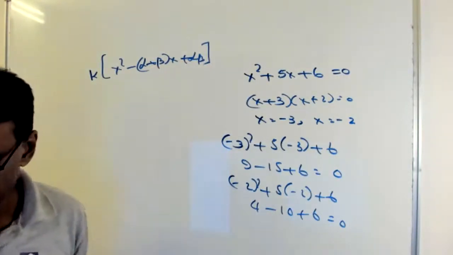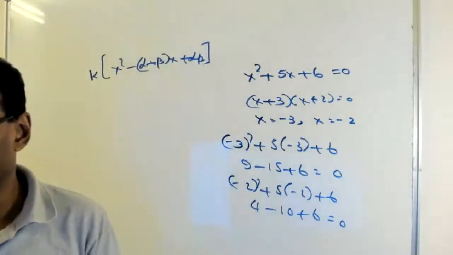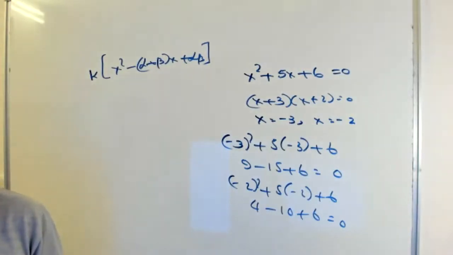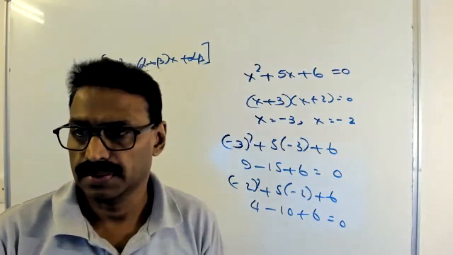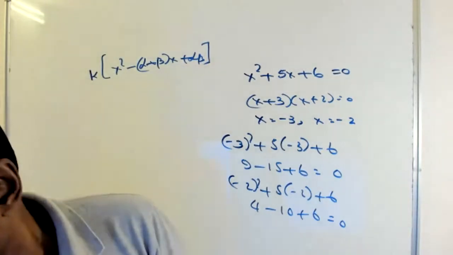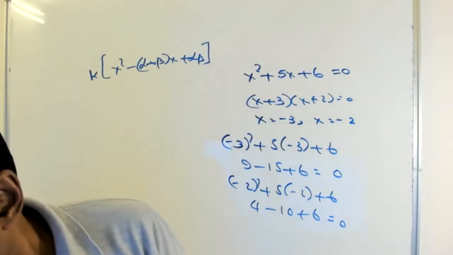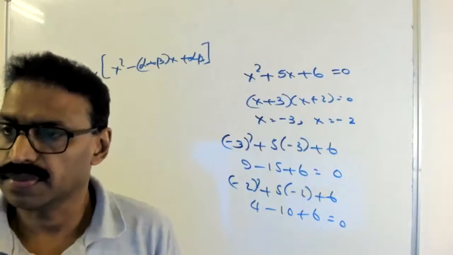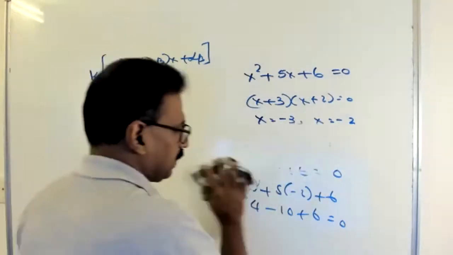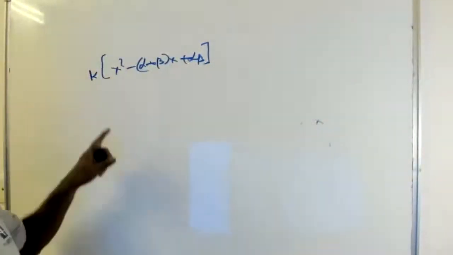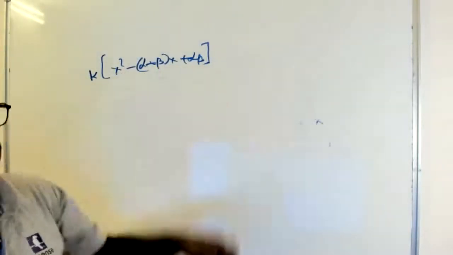Okay, everyone write: formation of a quadratic polynomial. How to write this one? Look here, I'll explain all this. k into x square minus alpha plus beta into x plus alpha beta.